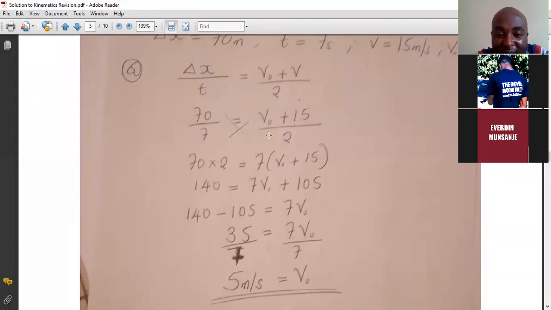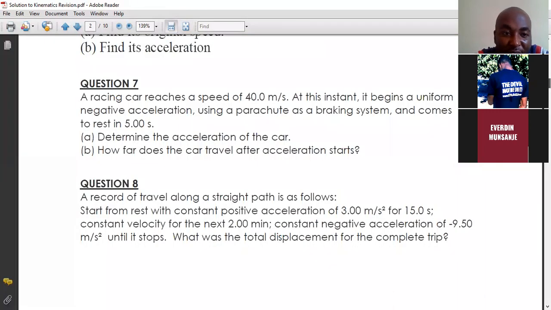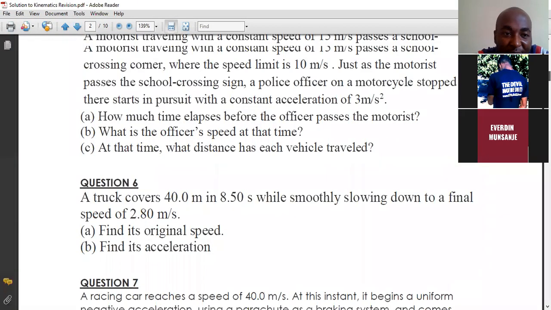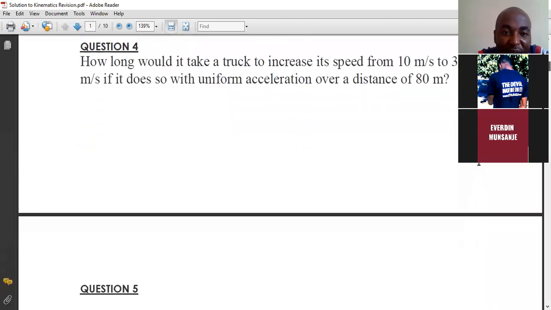This will be 10. Then when this one goes this other side, because it's dividing here, when it goes there, it multiplies, it will be 20. Then when the 15 crosses there, it becomes 20 minus 15, which is also 5. You can do that.